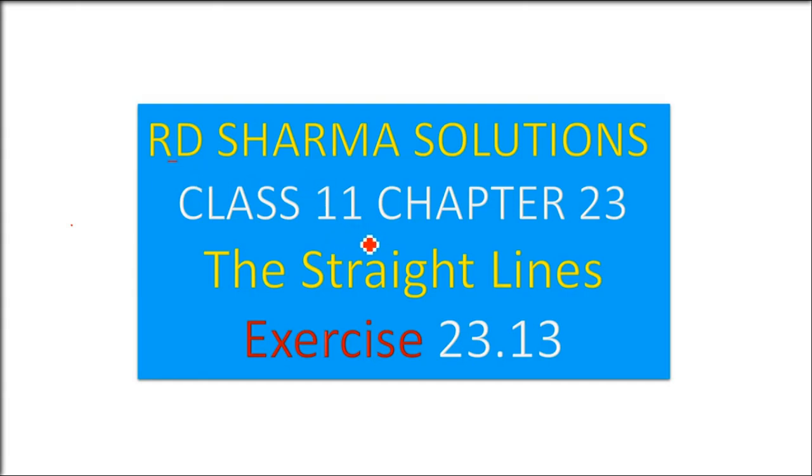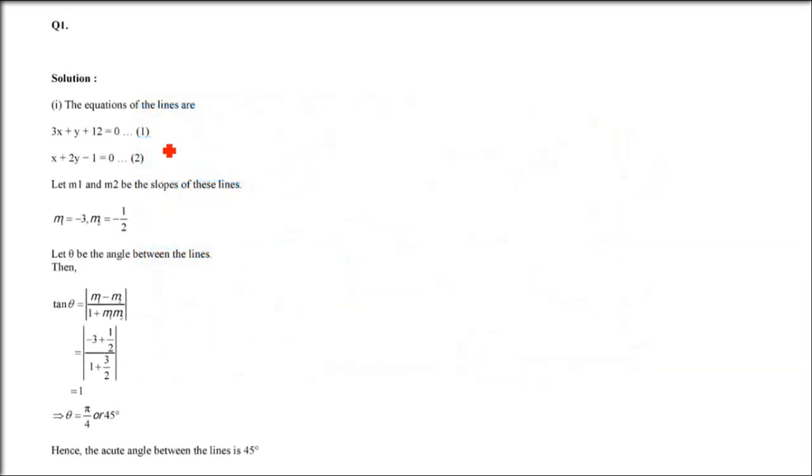This is R.D. Sharma solution, class 11, chapter 23, the straight lines. Exercise 23.13. The first question has certain parts. Find the angles between each of the following pairs of straight lines.